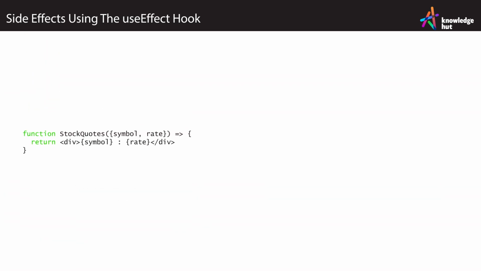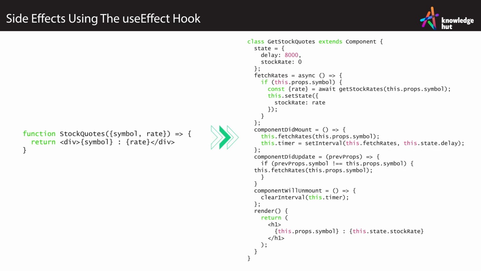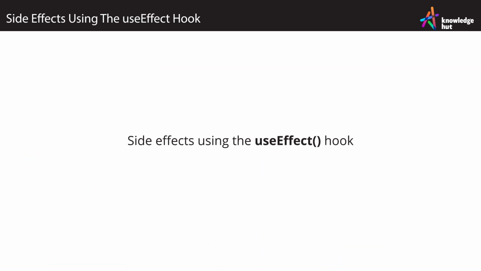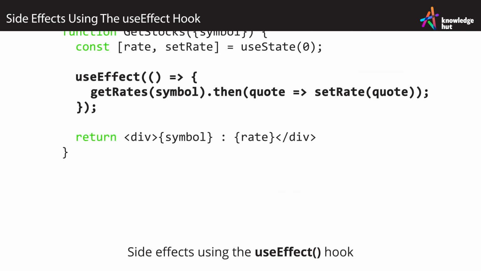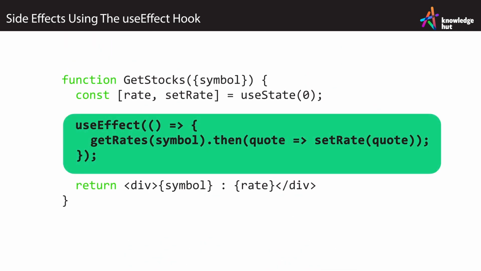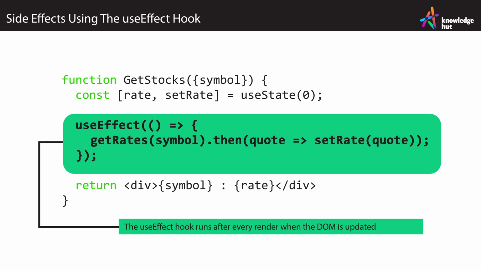Traditionally, if a function component needed to implement side effects, the only way was either to turn it into a class component or encapsulate it in a class component that implements side effects for fetching and providing data. With hooks, this has become as easy as the useEffect hook. The useEffect hook looks like this. It is a function that implements a callback where you can define your side effects. Quite simply, the useEffect hook will run after every single render of the function component when the DOM update is complete. This makes it really easy to understand.